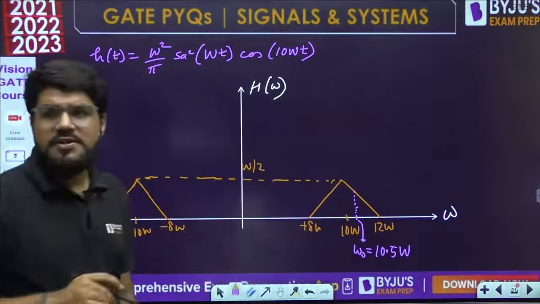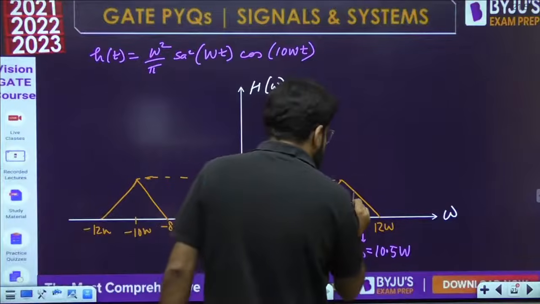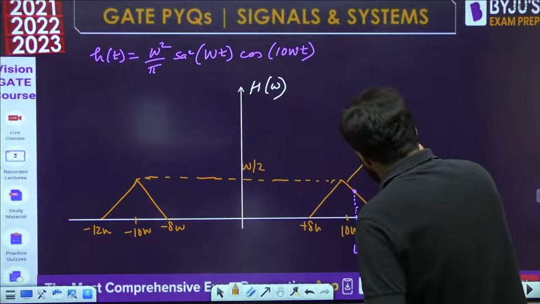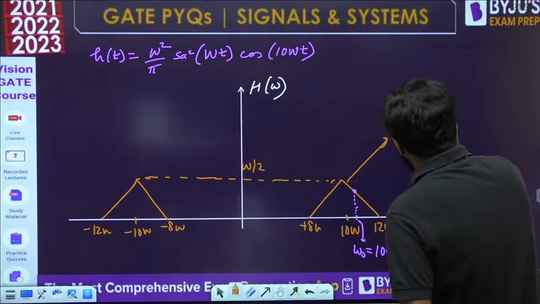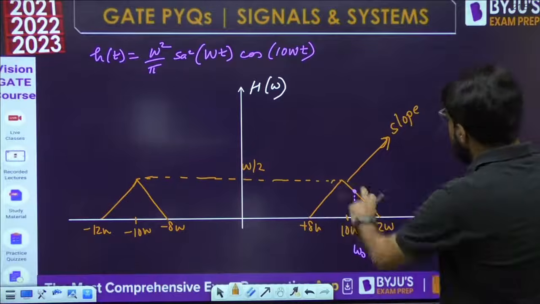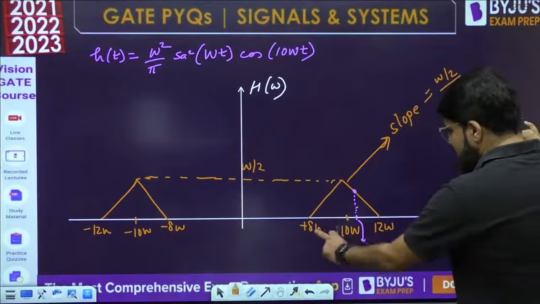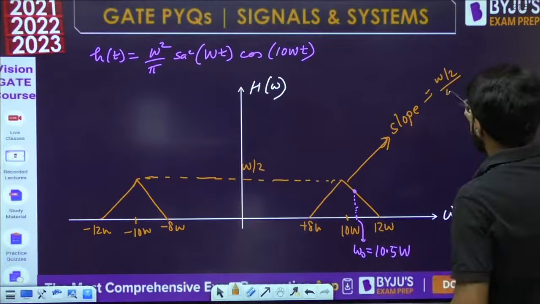What is the gain of the system at this frequency? It will come out easily. Why can you calculate it easily? Because for this particular line, let me write down the slope, and slope is given by height, that is W by 2, divided by the base. 8 to 12, base is 4W.